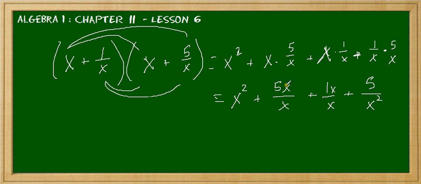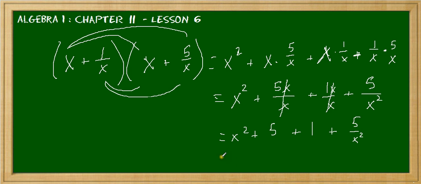But let's see what we have here. What do we have? Well, I have over here the opportunity to eliminate these two x's. They're both factors. In fact, I can eliminate these two as well. So I really end up with x squared plus 5 plus 1 plus 5 over x squared.